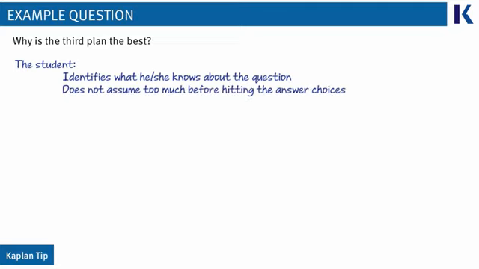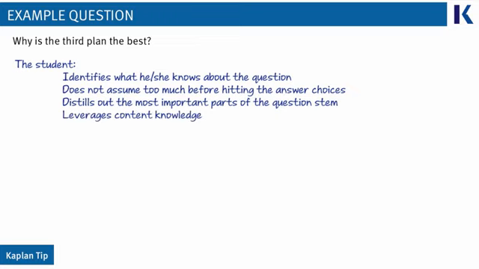The student also does not assume too much before hitting the answer choices, but rather stays within the confines of the question stem as it's been stated. The student also uses skill to determine what portions of the question stem are most important, distilling out only those details and using them to create the plan. Finally, the student leverages his or her content knowledge, which will be important for a large number of the questions on the MCAT. While content isn't the main focus of every question, certainly most questions will require you to draw on at least some content knowledge to be able to answer them.